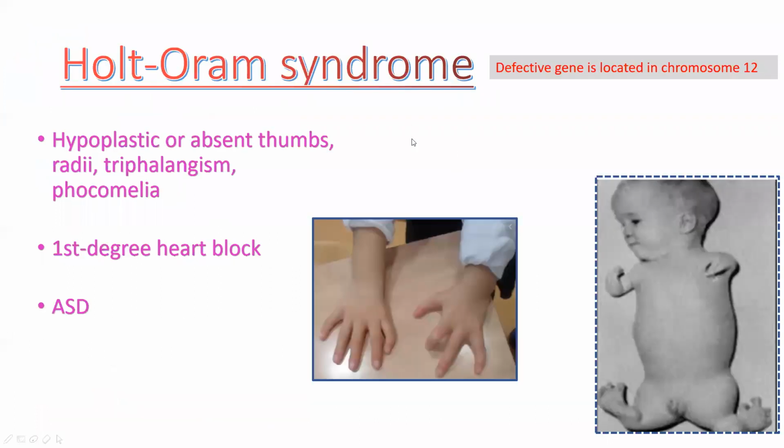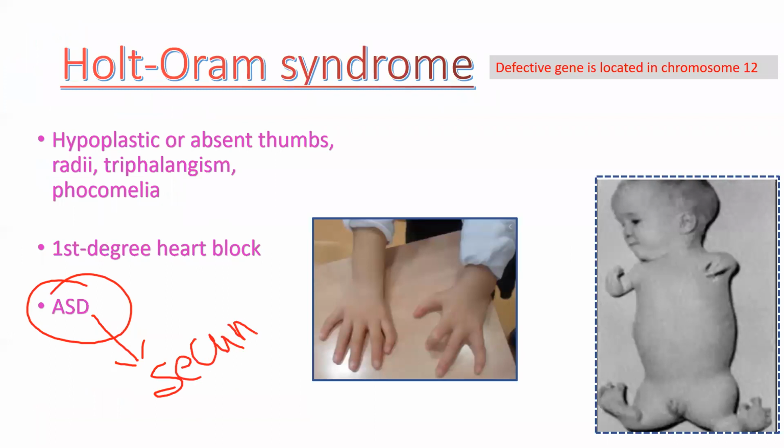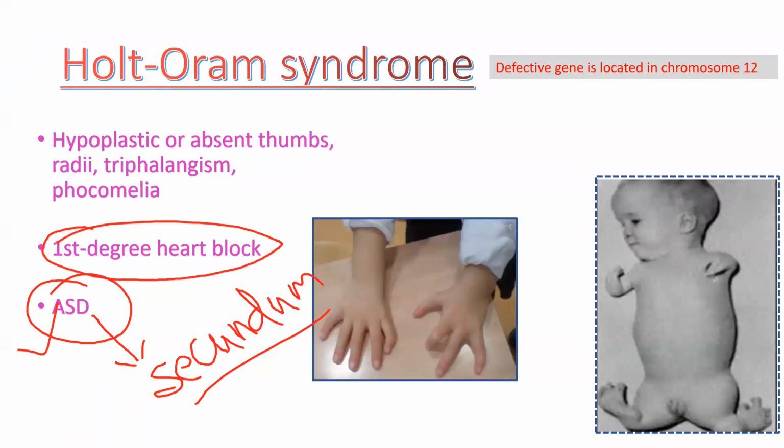Very good. Now, in Holt-Oram syndrome there is a triad. Keep in mind one very important thing: Holt-Oram syndrome is going to have ASD. And by the way, which kind of ASD is it going to be, primum or secondum? In Holt-Oram syndrome, most of the time the ASD is secondum. Right, very good. Not only that, there is also going to be first degree heart block. So the number one problem is the ASD, number two is the first degree heart block, and number three is that in these children, the limbs may be very near to the body.